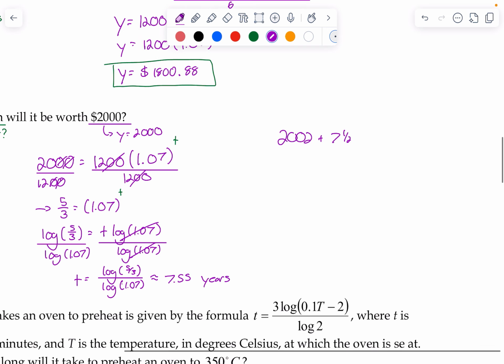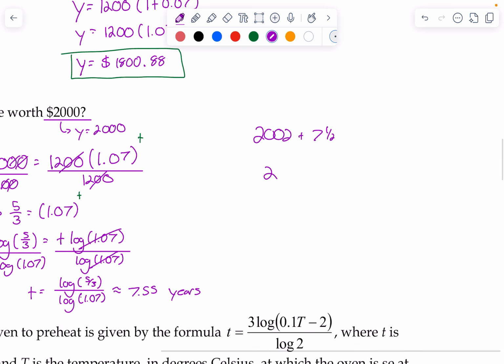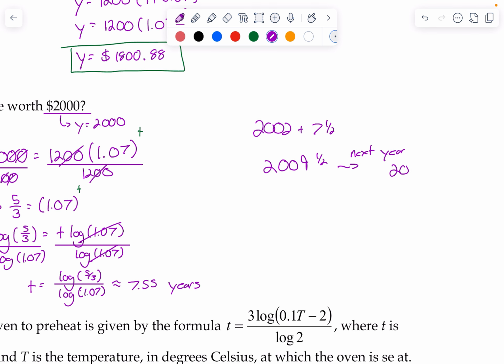So that means that it's going to be 2009 and halfway through the year, right? So whenever you get to this point, it's like halfway through the year, you just go to the next year up, right? So just go to the next year. So your final answer would be in 2010. Okay, so in 2010, this car will be worth $2,000.